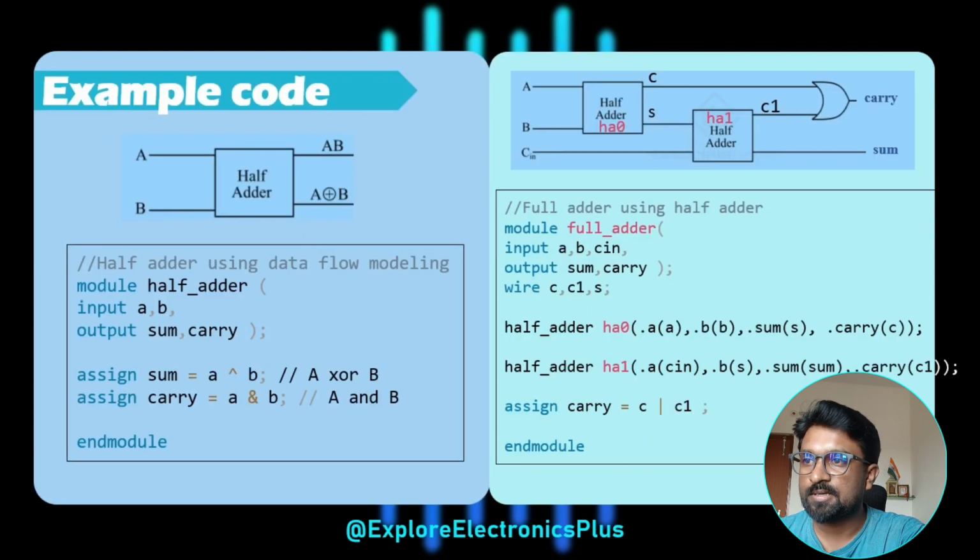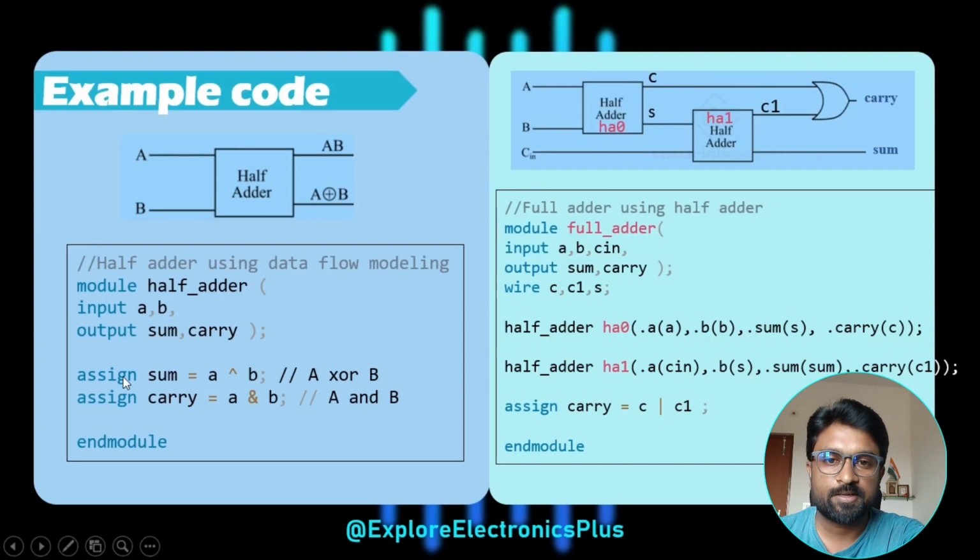Then if you look at the example code of full adder design using half adder. Here I have taken half adder as example. Here half adder is giving the sum and carry by taking A and B as inputs. You can see input and outputs are declared. Assign sum is equal to A XOR B and carry is equal to A and B. This is data flow style of writing the Verilog code, where we are going to use the assign keyword.